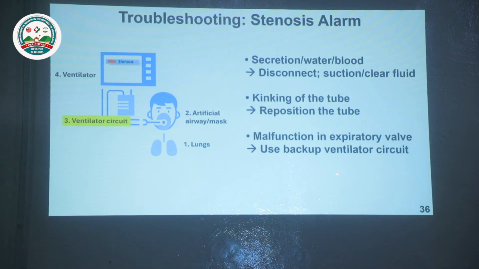And finally is malfunction of the expiratory valve. For this ventilator, there is a yellow adapter, and this yellow adapter has a one-way valve. If this one-way valve becomes obstructed, it can cause a stenosis alarm. So you need to change the ventilator circuit or change the yellow adapter.